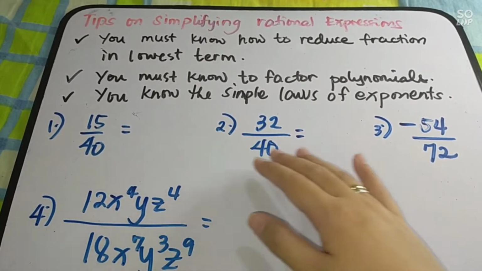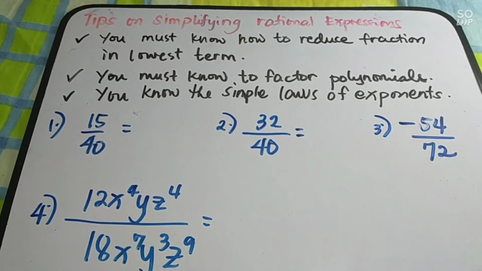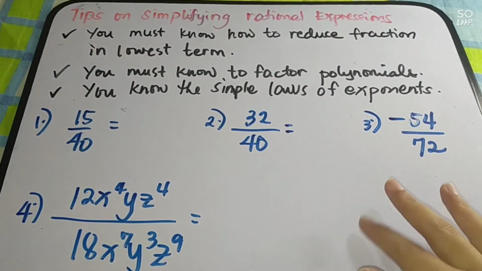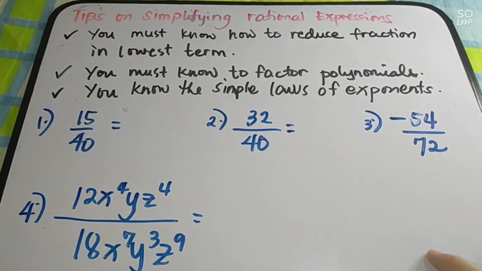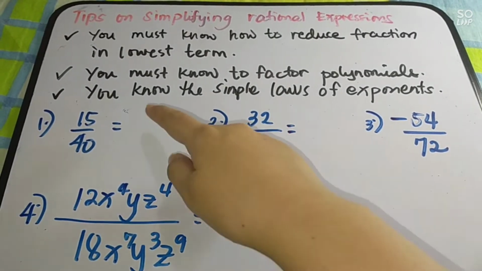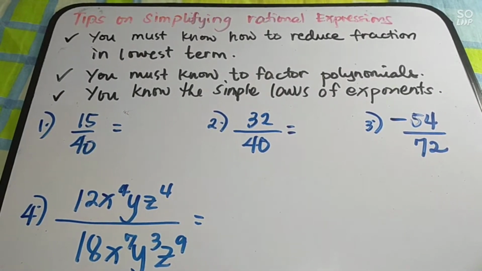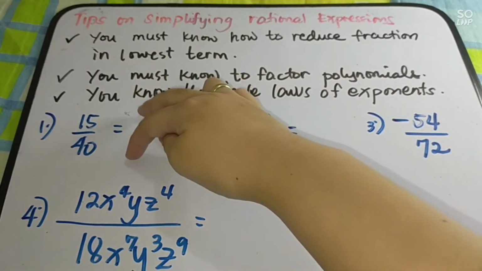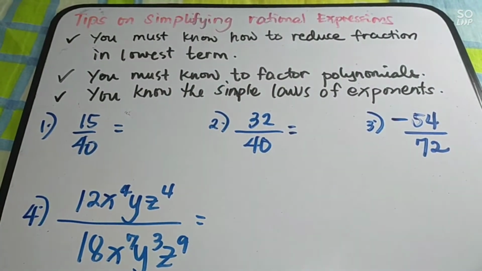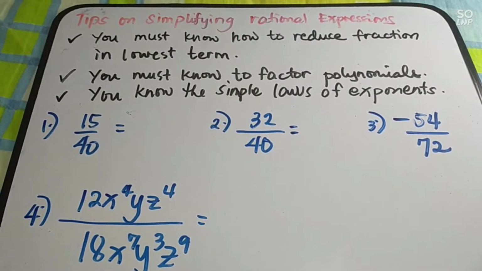Doon muna tayo sa first three examples, which is simply fractions lang. We are going to simplify or reduce fractions only dun sa unang tatlo. Let us have the first one. We have 15 over 40. For us to reduce 15 over 40, kailangan maghanap ng number na divisible parehas doon sa numerator and denominator. Obviously, 15 and 40 are divisible by 5.